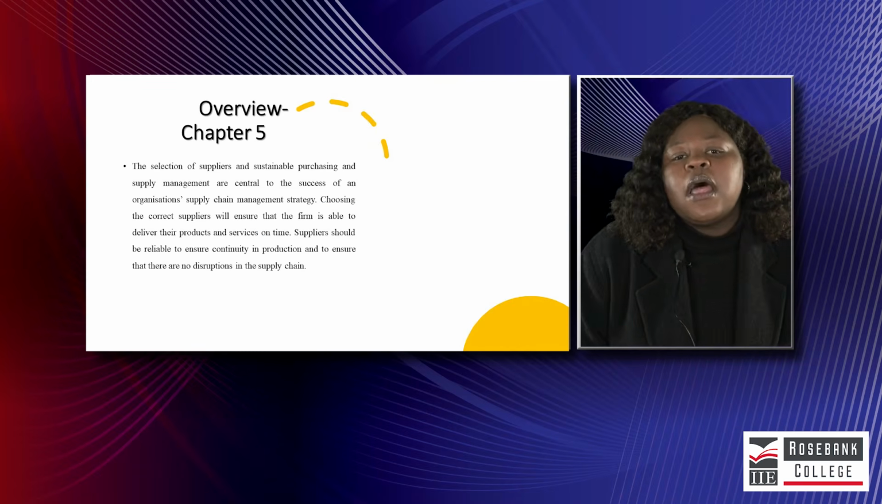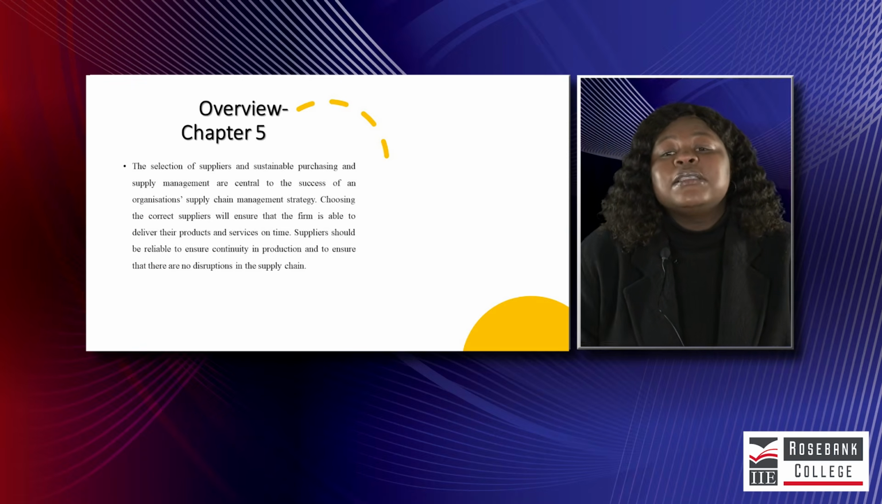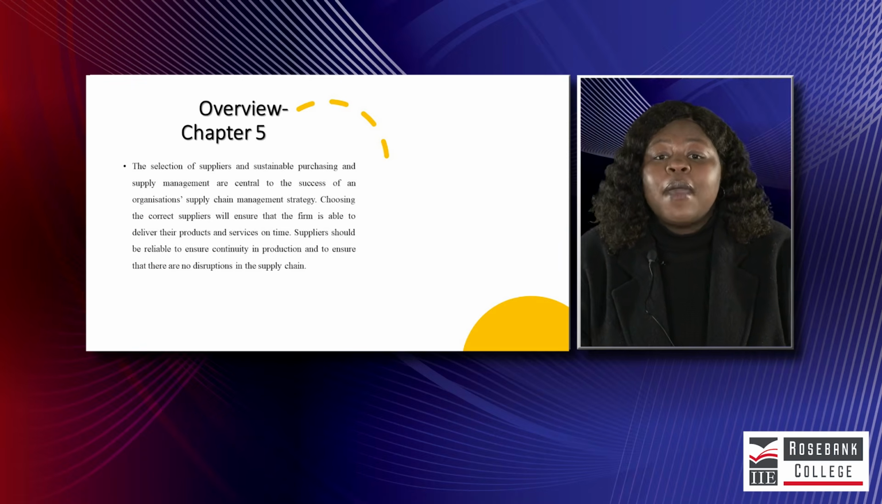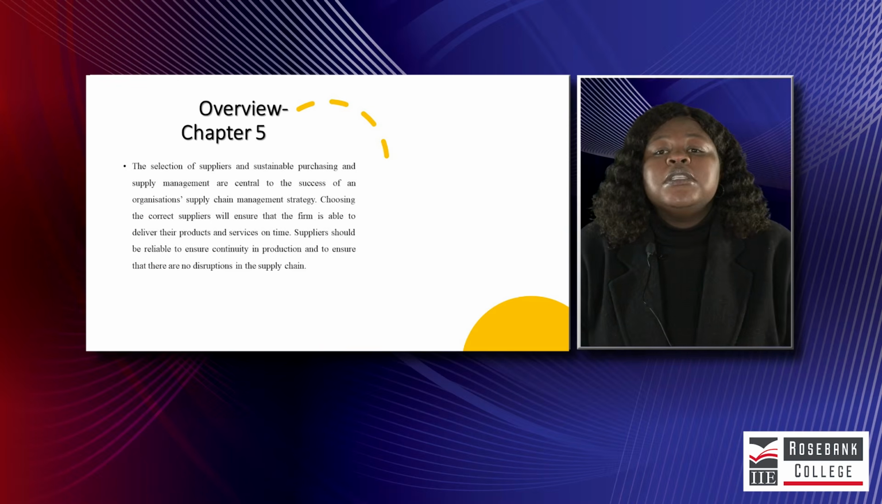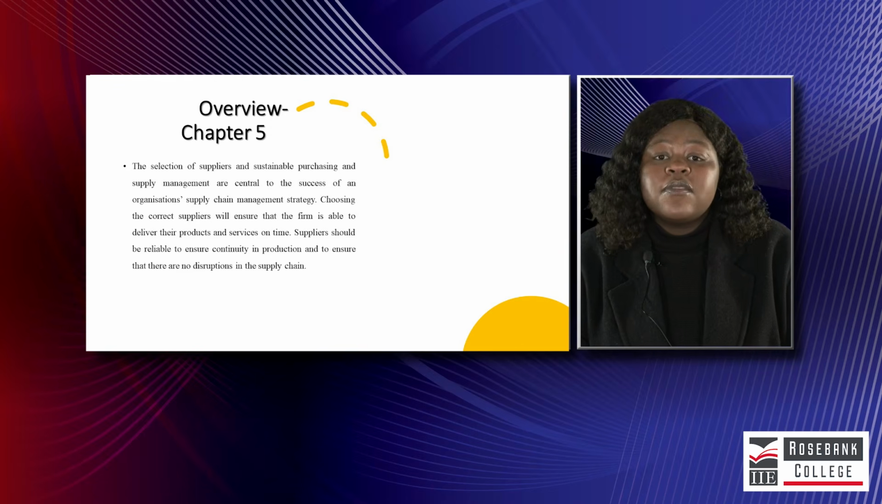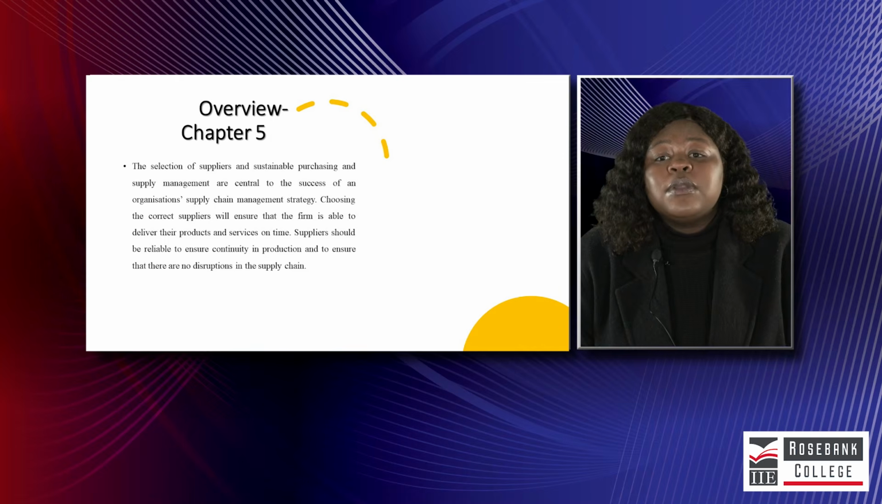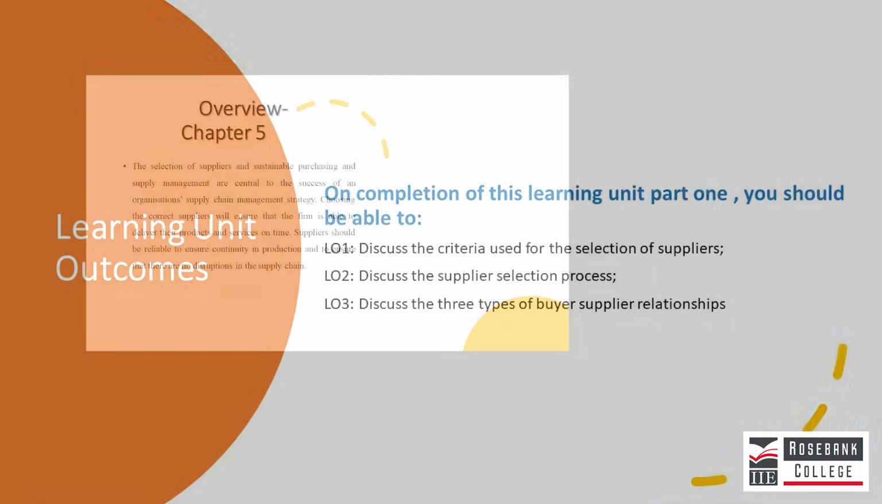The selection of suppliers and sustainable purchasing and supply management are central to the success of an organization's supply chain management strategy. Choosing the correct suppliers will ensure that the firm is able to deliver their products and services on time. Suppliers must be reliable to ensure continuity in production and to ensure that there are no disruptions in the supply chain.